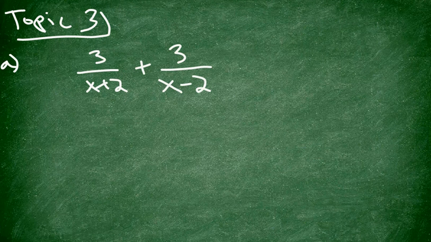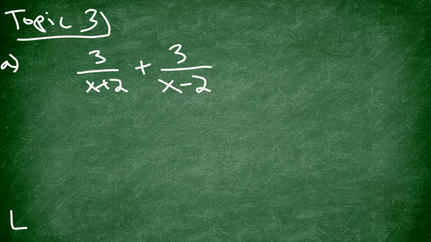So now we are on topic 3. So topic 3, we're starting to get into rational expressions. So question A, we have 3 over x plus 2 plus 3 over x minus 2. So first of all, same idea. I don't have a common denominator and I'm adding. Remember, multiplying and dividing, that's not required, but for addition and subtraction of fractions, or in this case, rational expressions, right, fractions with polynomials, I still need to have a common denominator.